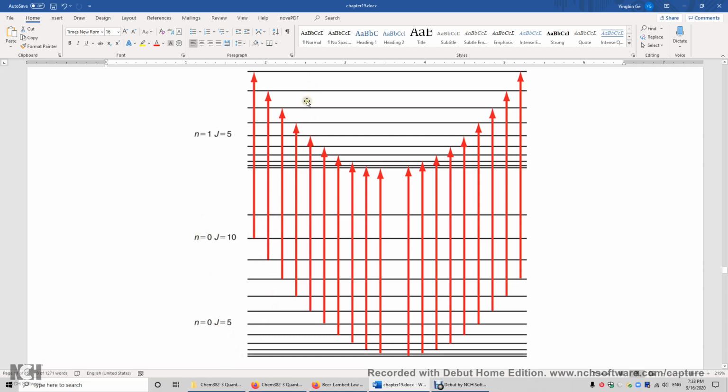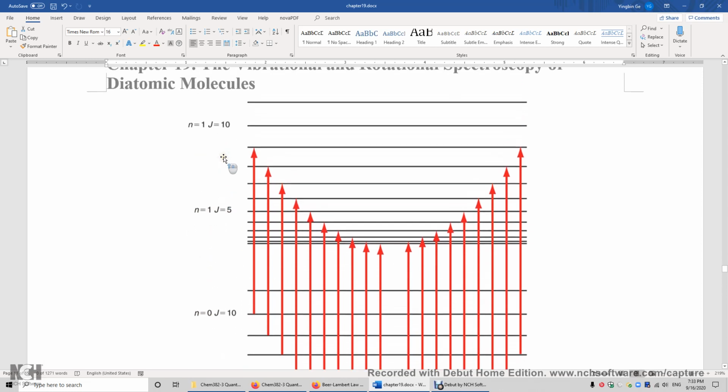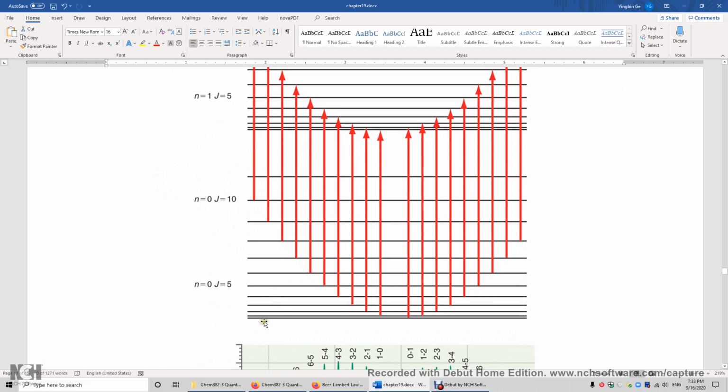Now let's look at these energy levels. In these energy levels, n is 1. And what's the value of J? J can be 0, 1, 2, 3, 4, 5, 6, 7, 8, 9, 10, 11. That's 12 lines here from 0 to 11. Also in the lower set, from J equals 0 to J equals 11, there are 12 lines. So what about the vibrational-rotational transition of the molecule? Again, you have to change the value of n by 1, so it's going to be a 0 to 1 transition accompanied by a rotational transition.